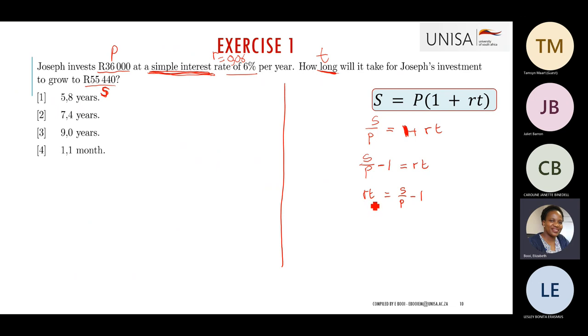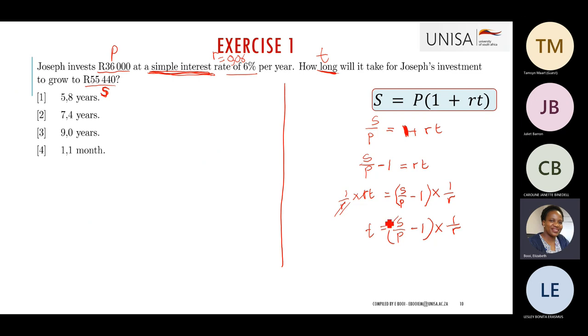If I want to get rid of R, remember, how do we get rid of R? We can divide this side by R. Therefore, we need to divide the other side by R. Or you can say we multiply this side by 1 over R, then we also multiply the other side by 1 over R. When I multiply this side by 1 over R, R and R will cancel, and you will be left with T on this side. And you will be left with S over P minus 1, times 1 over R. Otherwise, you can also divide everything here by R.